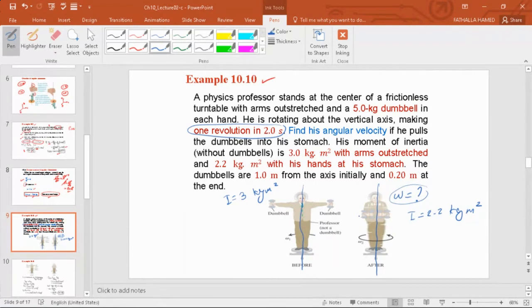Well, you know that moment of inertia is basically a distribution. So if you look at the dumbbells here, the distance here is 1 meter. And when they bring it this way, the distance is about 0.2. So you know there is a change in the moment of inertia.